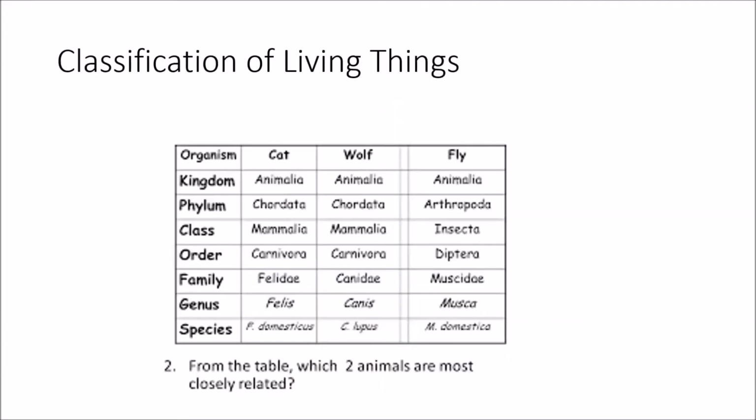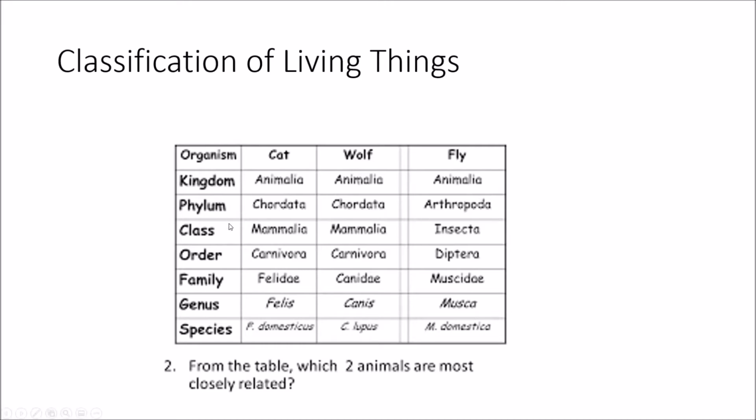Okay, so here's an example of the 7 different levels of classification being used. We are describing 3 different organisms: a cat, a wolf, and a fly. They're all a part of the animal kingdom. Once we get down to the phylum, they're going to have different phylums. The cat and the wolf, they're both considered Chordata, which is another way of saying vertebrate, which means an animal with a backbone. The fly is going to be called Arthropoda, okay?